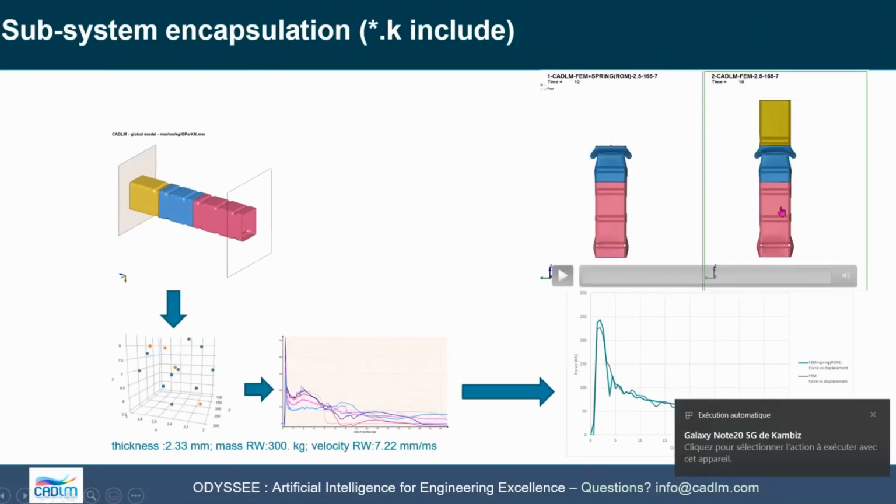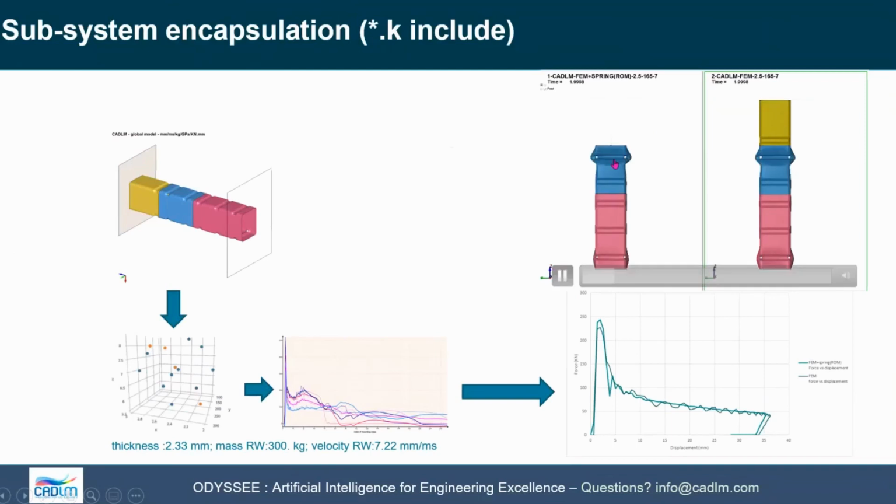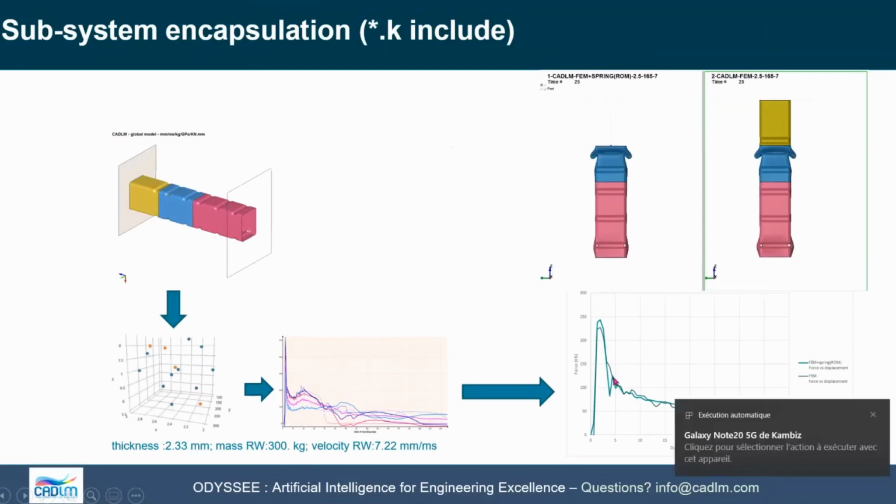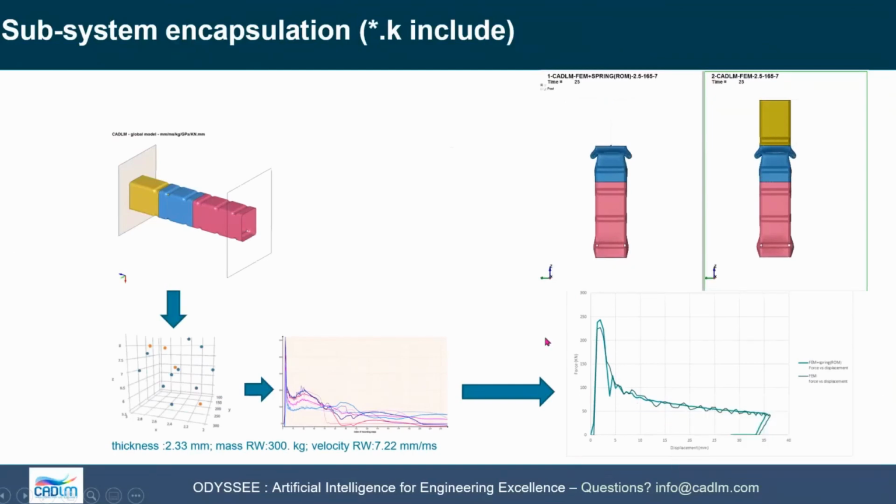This is the full model simulation. This is where we have replaced all that yellow part by one beam, and you can see the behavior is exactly the same, more or less. It's a little bit smoother because, of course, there is no interference from the buckling of the yellow part. But here you can see that everything is working properly.